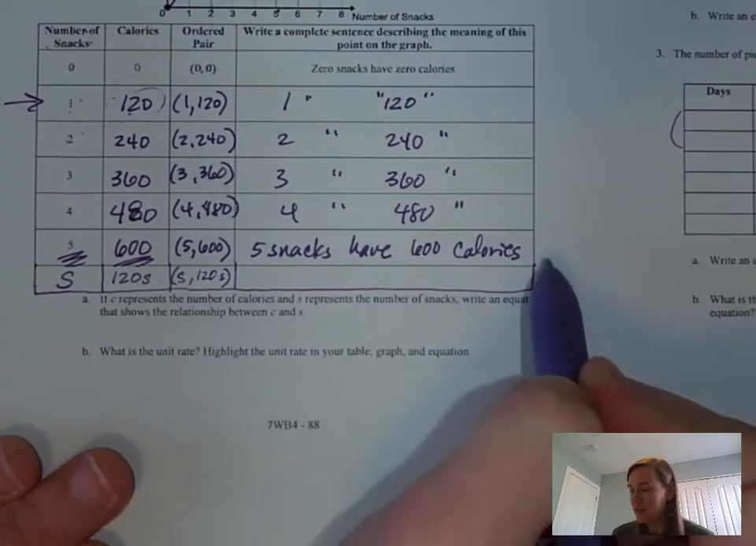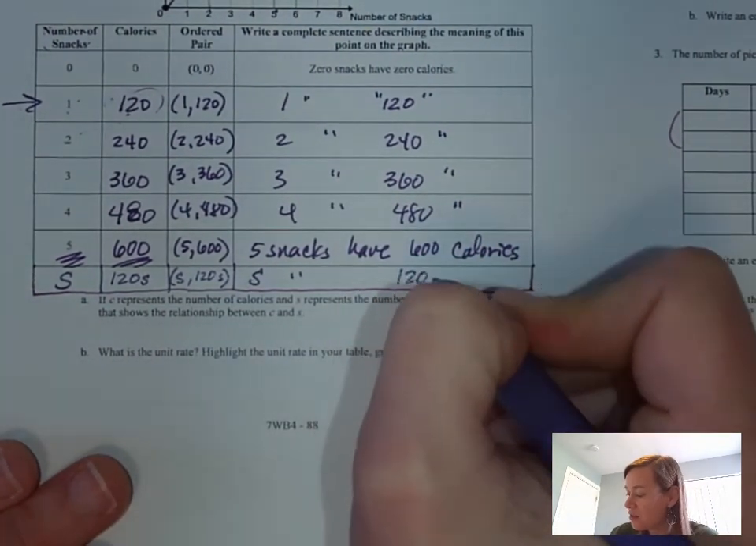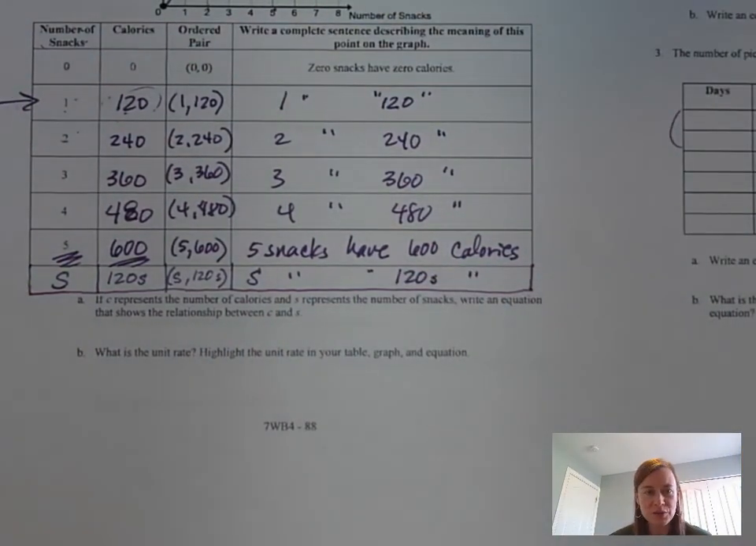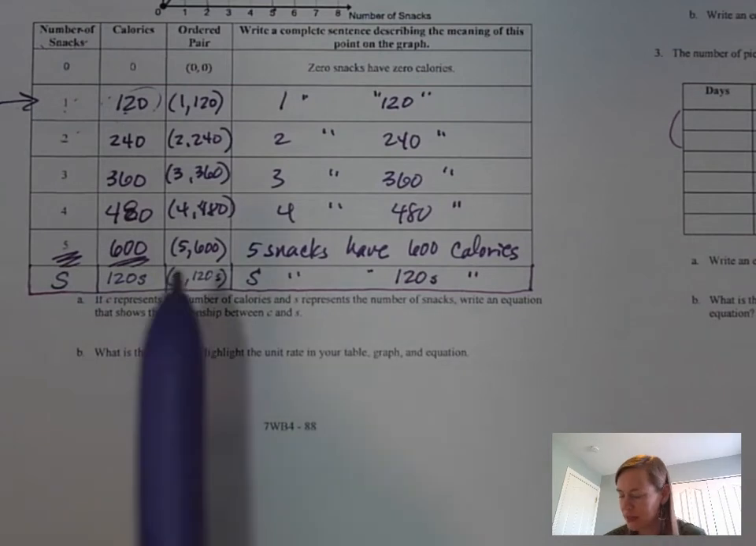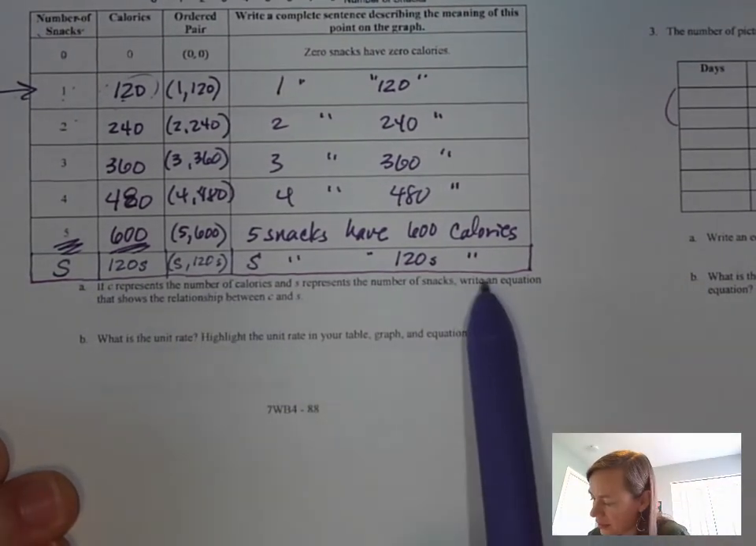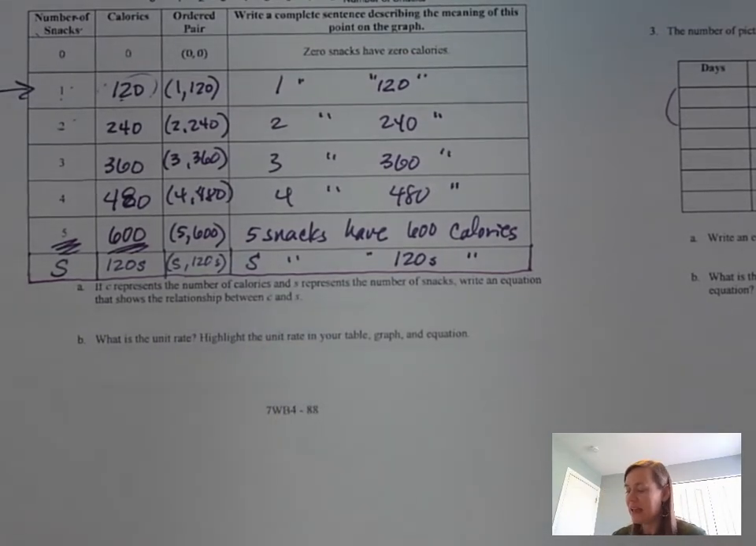And then you could even do this. You could write S snacks have 120S calories. So it really works however you want to do it there. Now let's go ahead and read this again because that's not really what the problem is asking. They want us to write an equation that shows the relationship between C and S.